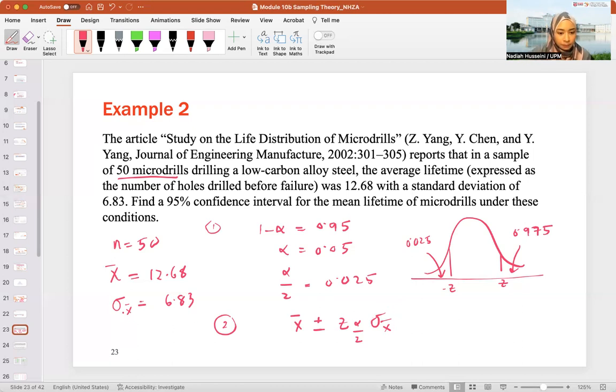Yes, okay. And then I want to know what is my sample standard deviation. This is our S, I think. Sorry. S. Okay, so this one is supposed to be S over square root of N. Sorry, my bad. So S is 6.83 divided by square root of 50. So I would get 0.966.